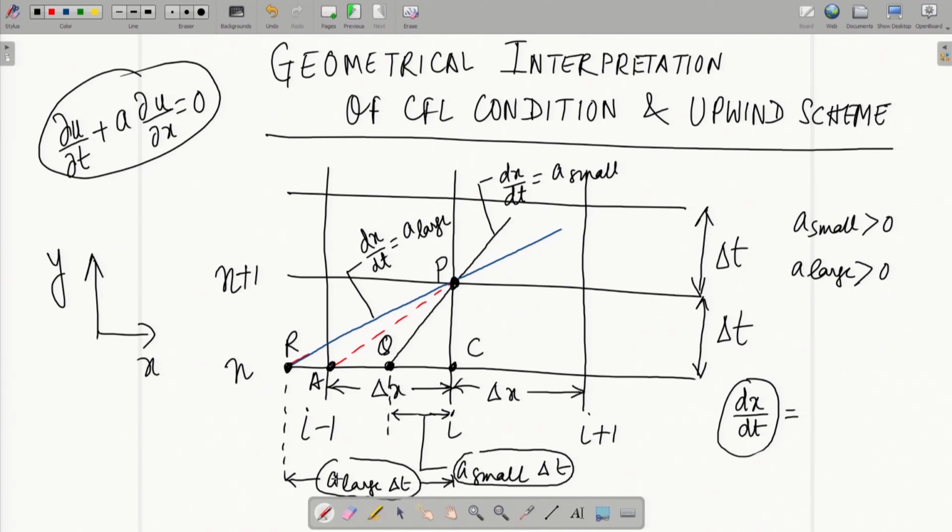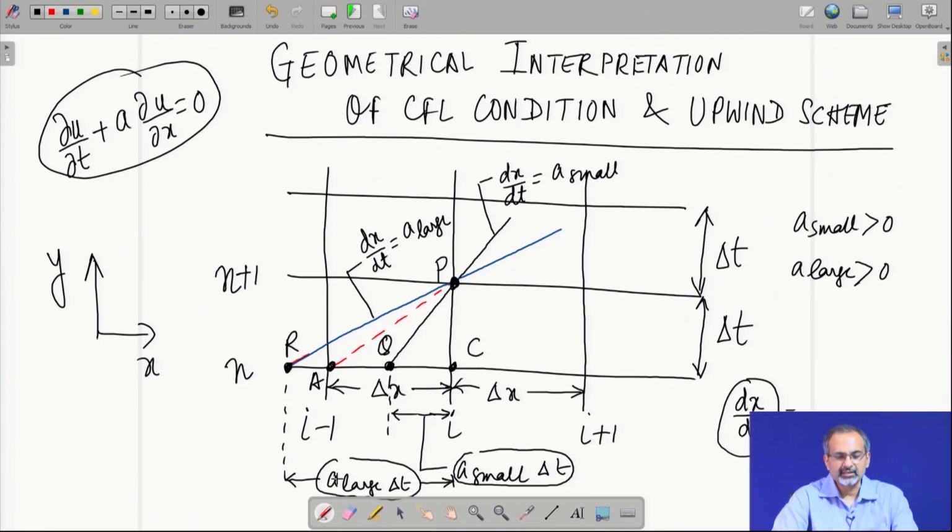Now, you have another line which is a dotted line and indicated with red color in between. What is the significance of that line? That line is not a characteristic line, it is just connecting 2 points in the spatio-temporal grid that you have defined. It is connecting the spatial grid I minus 1 at the nth time level with the spatial grid I at the n plus 1th level. That is all that it is doing.